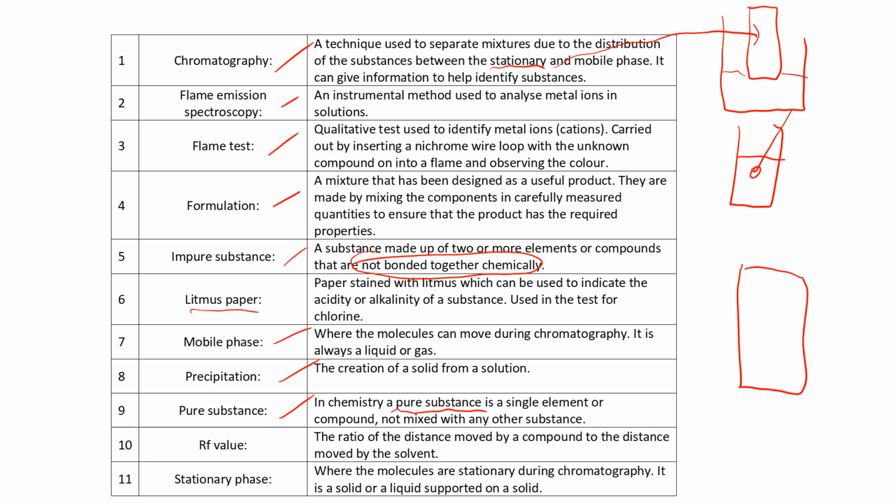Okay, so there's your piece of paper. That is the distance moved by the solvent. That dot there is the distance moved by the substance. What you do is divide the distance moved by the substance, so let's say 6 centimeters, by the distance moved by the solvent, 8 centimeters. 6 divided by 8 gives you the Rf value.